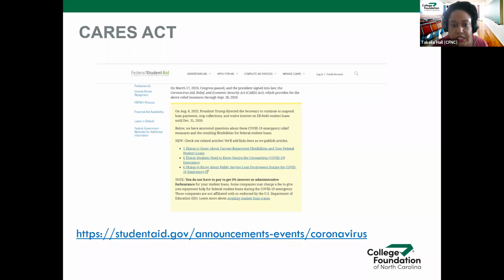That's just information as of the day that we're talking, but we just don't know how things may change over time. To make sure you have the latest and greatest information on the CARES Act, I have a web address that you'll see on my screen. Make sure you're checking that information out.